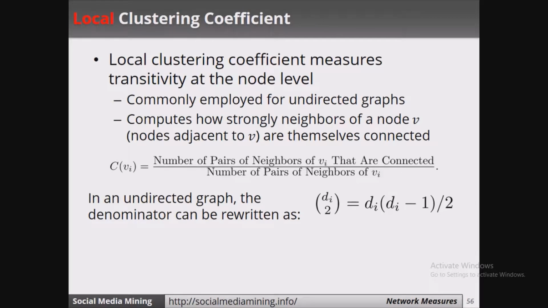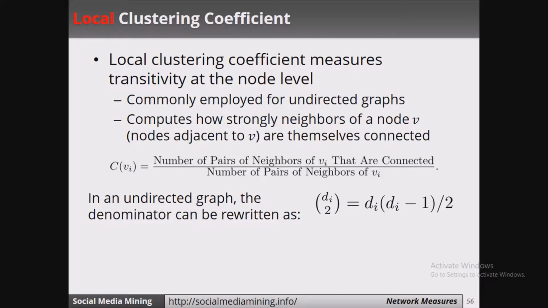So let's understand the local clustering coefficient now. In the global clustering coefficient, we saw the transitivity in the whole graph, whereas we will see the transitivity at node level in the local clustering coefficient. This is employed mostly for undirected graphs, as I have already told. What the local clustering coefficient finds out is how strongly the neighbors of node V are themselves connected.